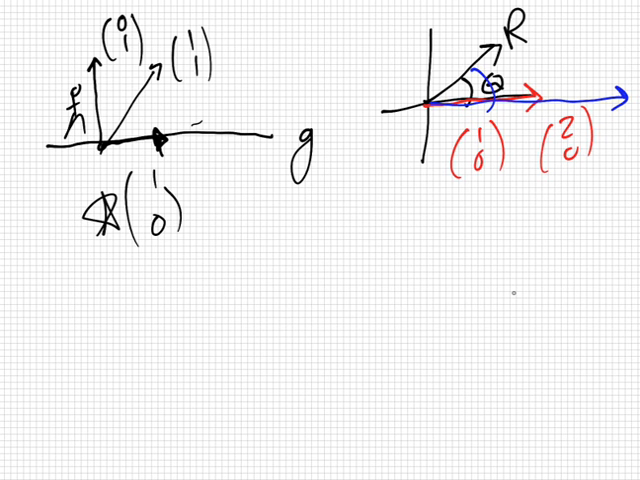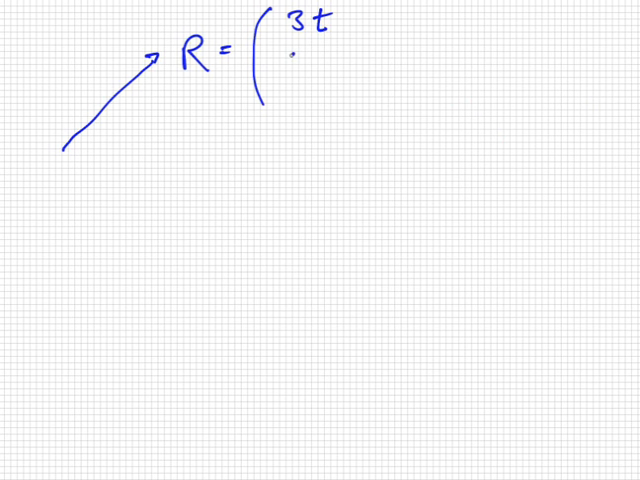Okay, some people have it done. Yeah, so let's have a look at it. So what's the vector I gave you for r? 3t, yeah, for the i. And then the j? 4t minus 5t squared. That's the r vector.